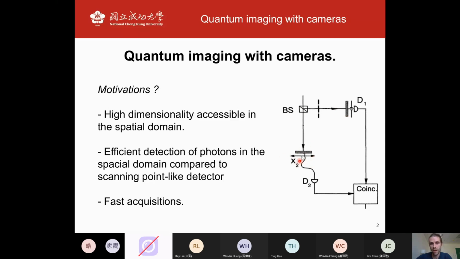And as you see, cameras that are able to detect single photons were not available at the time. So they had to take conventional SPADs, so avalanche photodiodes that are able to detect single photons. And they had to scan the images here to get their correlations and perform their scheme.